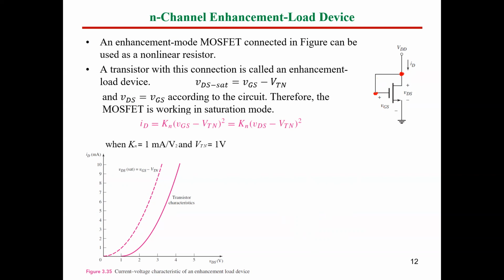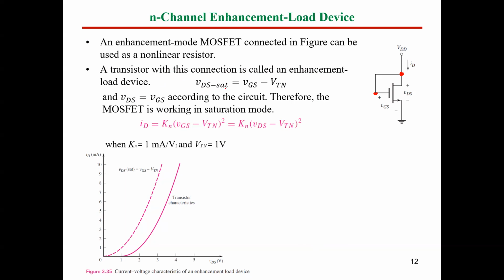Let's see together. In this case, guys, for the enhancement MOSFET connected as in the figure here, we can consider it as a nonlinear resistor. Why? Let's see together and investigate why it can be a nonlinear resistor. A transistor with this connection is called an enhancement load device. Why load? Again, because it will represent a resistor.